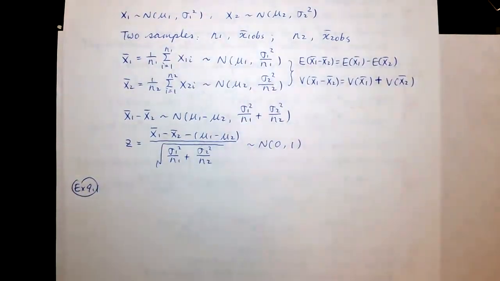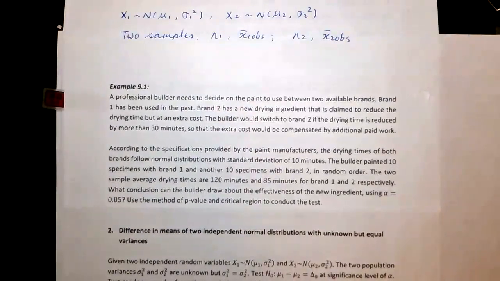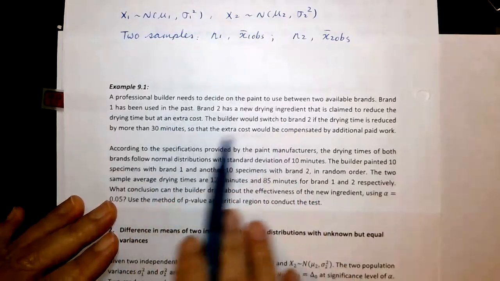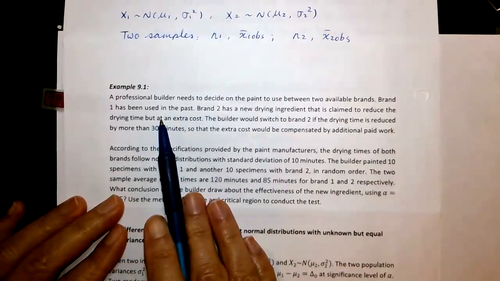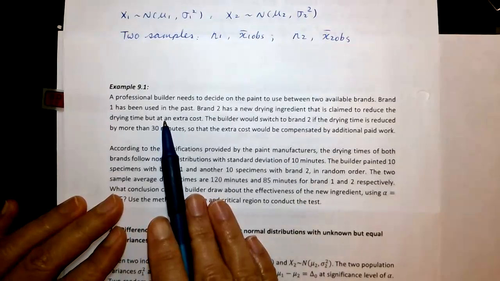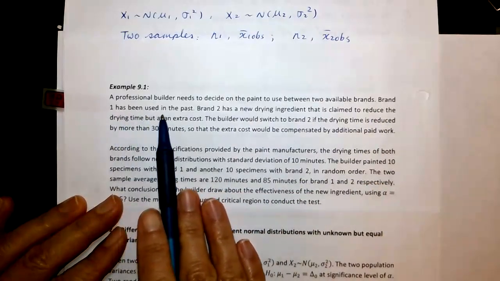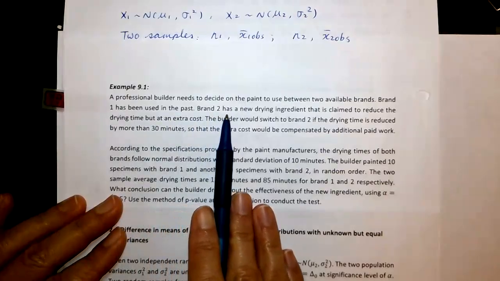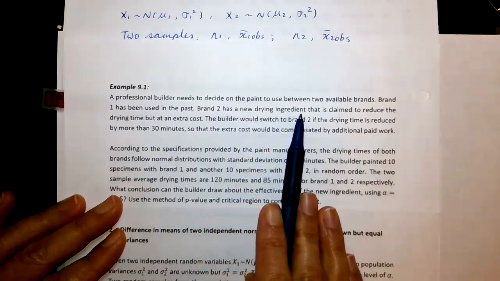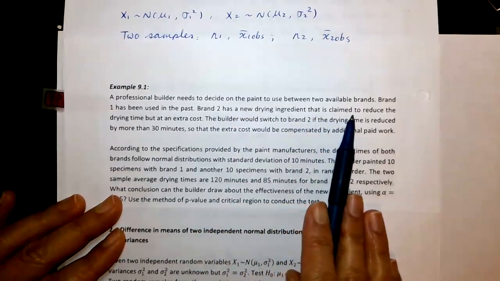Now let's do the first example. The first example is quite long. Okay, let's see how much we can cover today and the rest for next time. The first paragraph, a builder. So there are two types of paints, brand 1, brand 2. Brand 1 is the traditional one he's been using. Brand 2 is the new one.